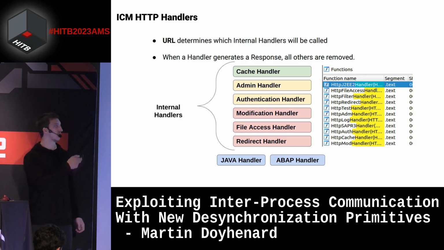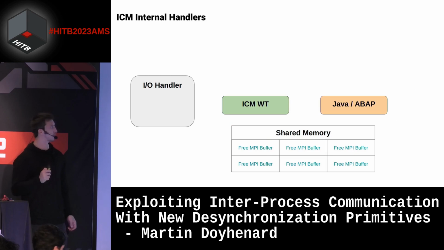As you see, each of these handlers is a specific function, so they will be called just to try to resolve the request before sending it to the worker process. Let's see an example of the request being resolved by an internal handler.